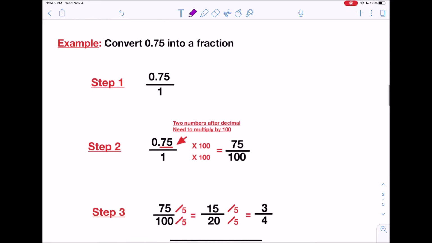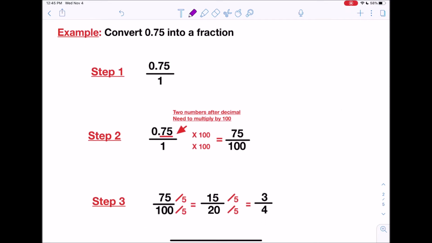So let's take a look at our example. We have, convert 0.75 once again into a fraction. So the first thing we're going to do is stick a 1 under it. It's just like a whole number. If you had the number 4, you make it into a fraction by just sticking a 1 under it. You're doing the same thing, even though it's a decimal.